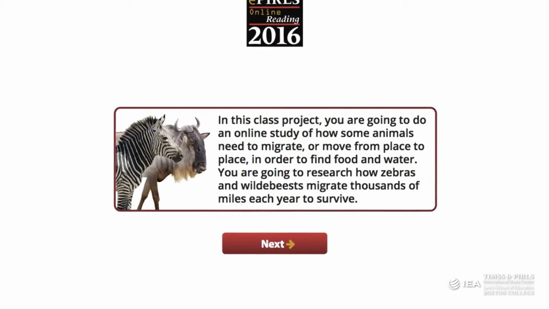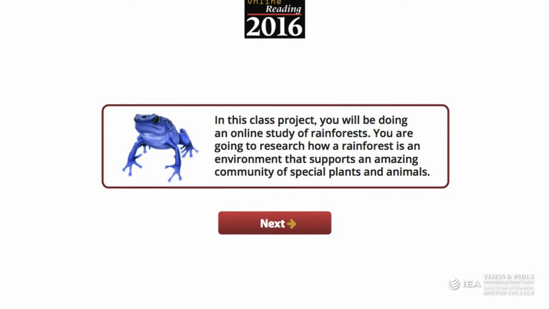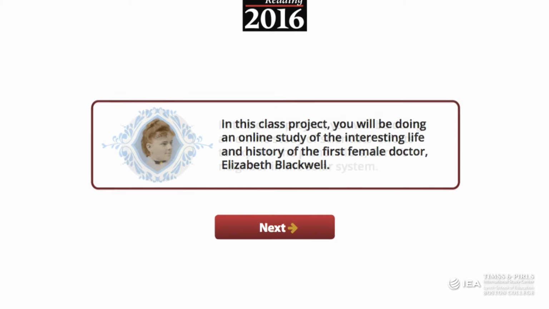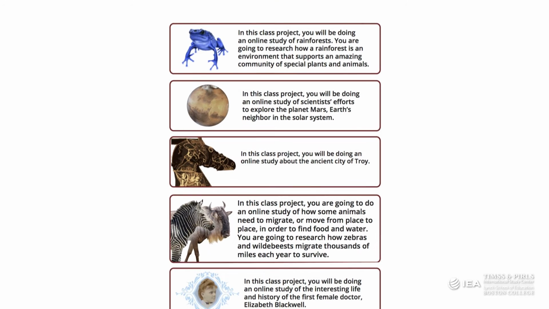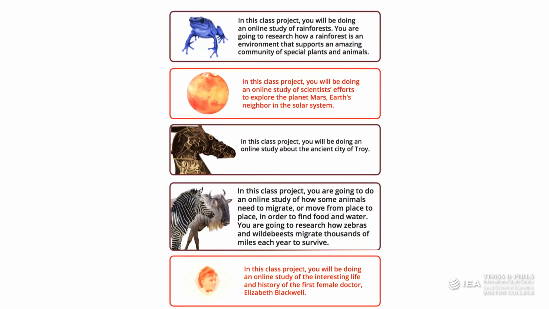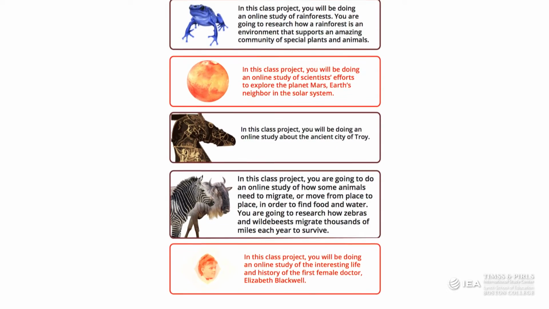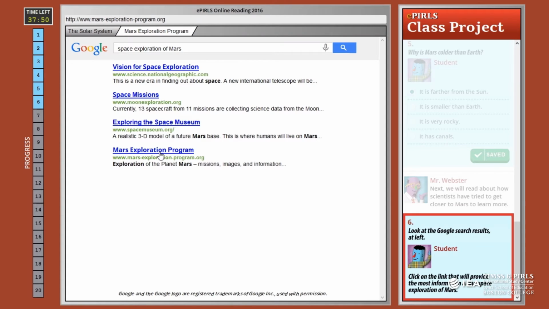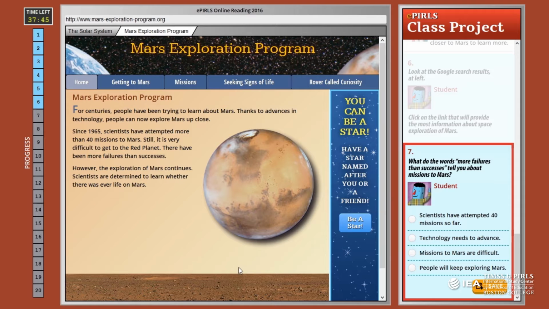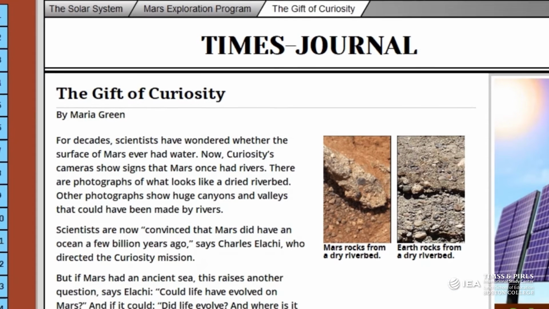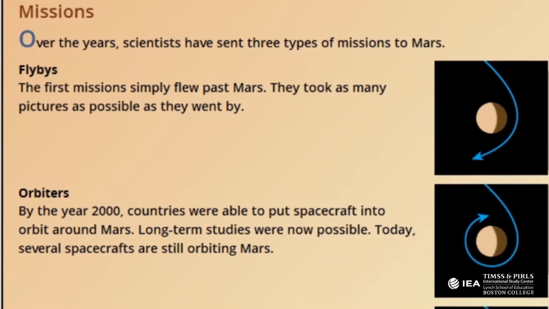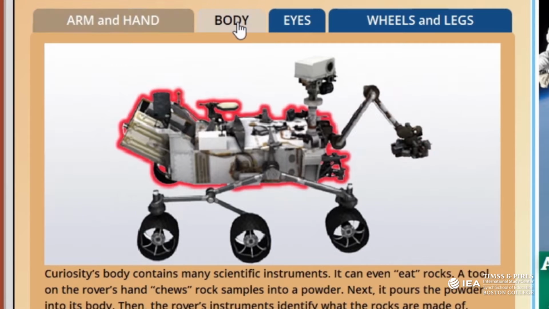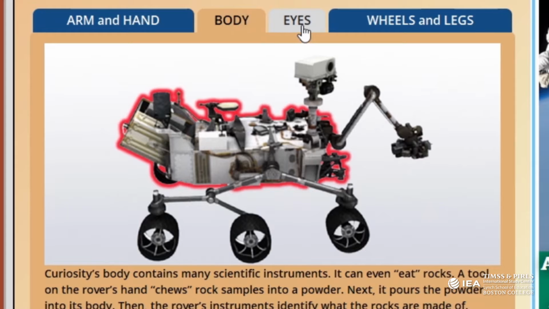ePIRLS 2016 contains 5 tasks, 2 of which, Mars and Blackwell, will be demonstrated in this video. Each student took a randomly assigned combination of 2 of the 5 tasks. The tasks each were presented in a simulated Internet environment and structured as a class project. Conceptually, they were relatively demanding, some of them based on abstract or technical ideas.